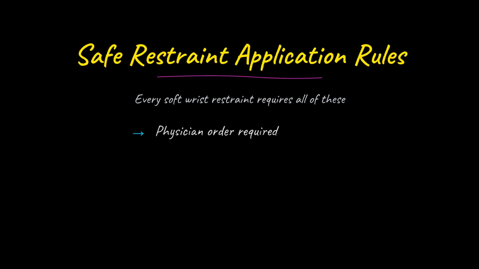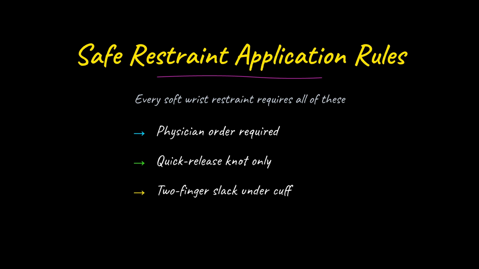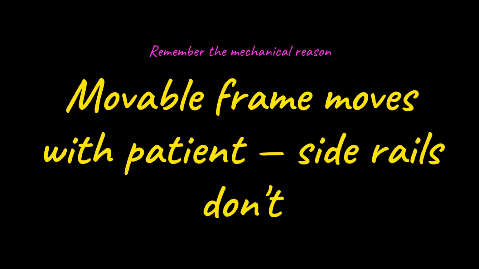Beyond the tie point, safe restraint application requires a physician order, a quick release knot for emergencies, confirmed 2-finger slack under the cuff to protect circulation, and documented circulation and skin checks every 2 hours per facility protocol. The rule is not arbitrary. The movable frame travels with the patient through every position change, eliminating variable tension on the wrist. Understanding the mechanical reason behind the rule makes it reliable in any clinical scenario you encounter on the exam.